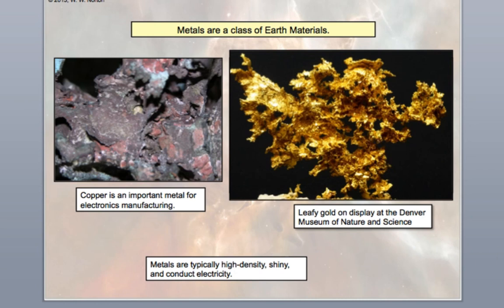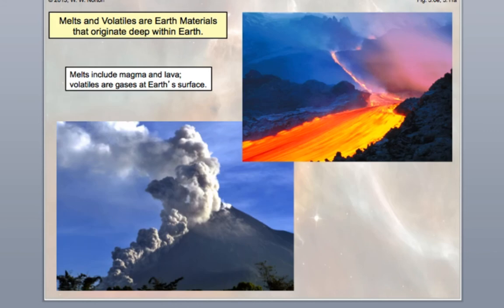Some can be precious, like this gold here. And then we talk about melts and volatile materials. So gases are volatiles. Magma, you just need a high enough temperature to melt rock. So think of magma as molten rock.